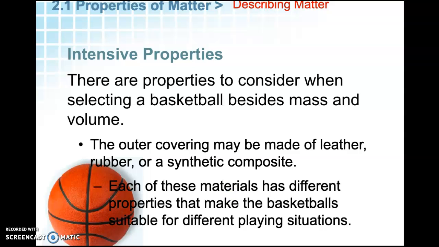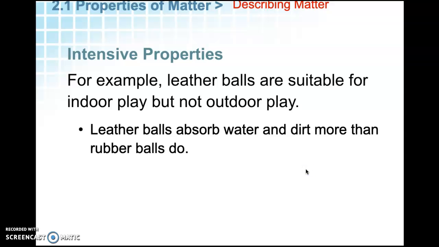And we're going to talk about basketball. So let's say the basketball is made of leather. Maybe it's made of rubber, or maybe it's some kind of composite so that you can play with it outdoors. But these materials have different properties. And so the basketball is used then in different playing conditions: leather, rubber, or synthetic. So leather balls are good for indoor play, but not outdoor play. And it's because they absorb water and dirt more than rubber balls do. So if you have a nice leather basketball, obviously you don't play with it outside.